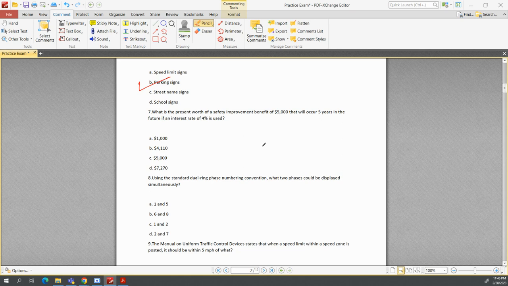Okay, for PTOE. What is the present worth of a safety improvement benefit of $5,000 that will occur 5 years in the future, if an interest rate of 4% is used? Okay. So the future benefit is $5,000 that will occur 5 years in the future. What is the present worth? So you will get this equation.